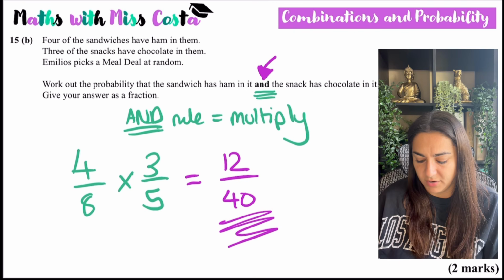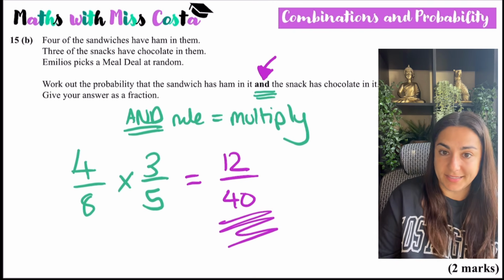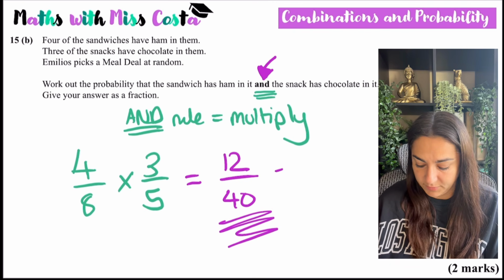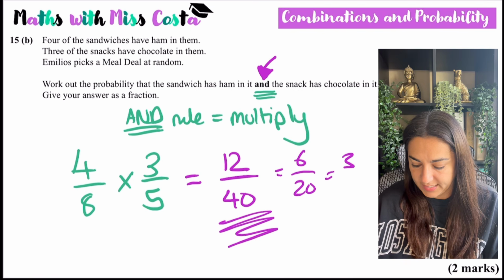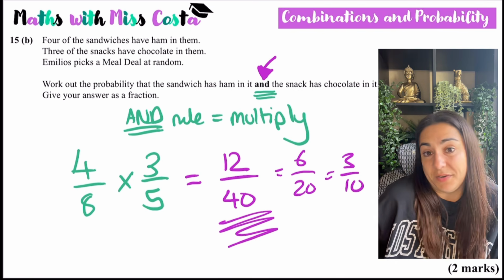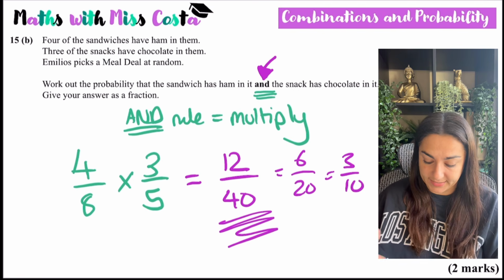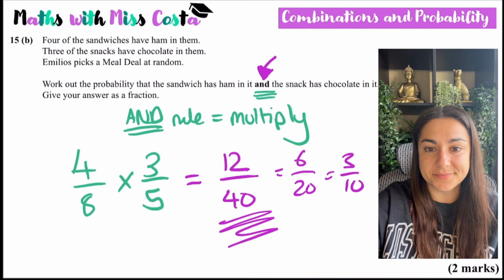So that is your answer. Because it's probability, we don't need to simplify the fraction at the end. You can if you want to. It would be 6 over 20, 3 over 10, but you don't need to. You'll still get the marks even if it's in its unsimplified form.